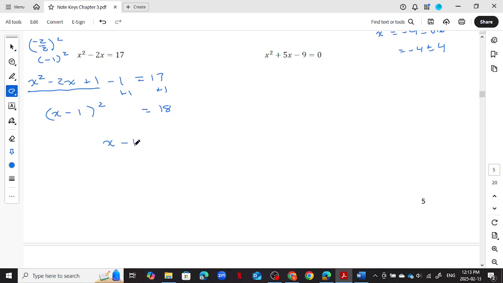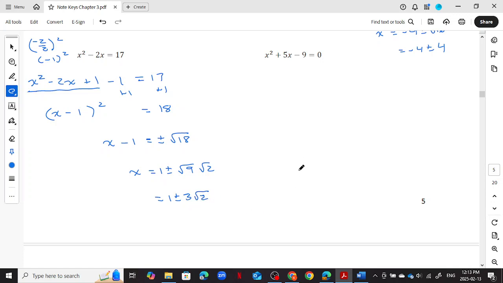I'm going to take the square root of both sides. I get plus or minus the square root of 18. Now to fully answer this, I have to add the 1 to each side, but I also want to simplify my radical. So I'm going to put √9 · √2, and then my full answer in exact simplified form would be 1 plus or minus 3 times the square root of 2.